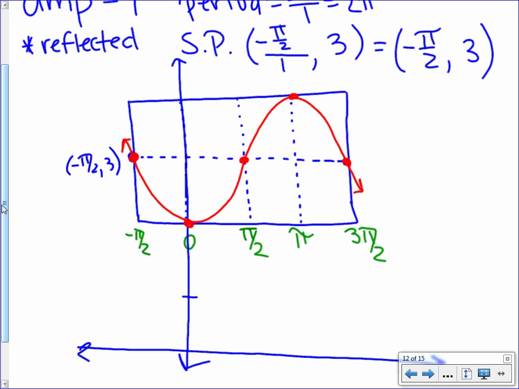What I would like you to do is label these 5 important points. Okay? So this one's already labeled negative pi over 2, 3. This one is at 0, 2. Here we're at pi over 2, 3. This one is at pi. And here we're back to 3 pi over 2.